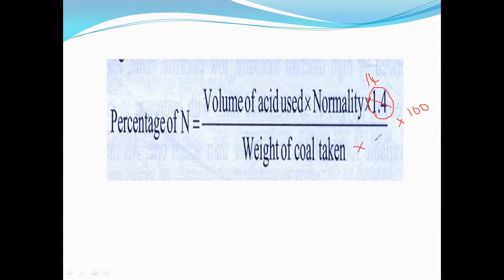The standard solution is known to be 1000 ml, 1 liter. For the unknown we prepare 100, so 100 by 1000 is 10, and 14 by 10 is equal to 1.4. We directly write it. So the volume of acid used is the sulfuric acid volume, right? Normality is equal to 0.1 normal, then 1.4 divided by weight of coal sample. Now, I told you, the weight of coal sample we are taking is 1 gram.